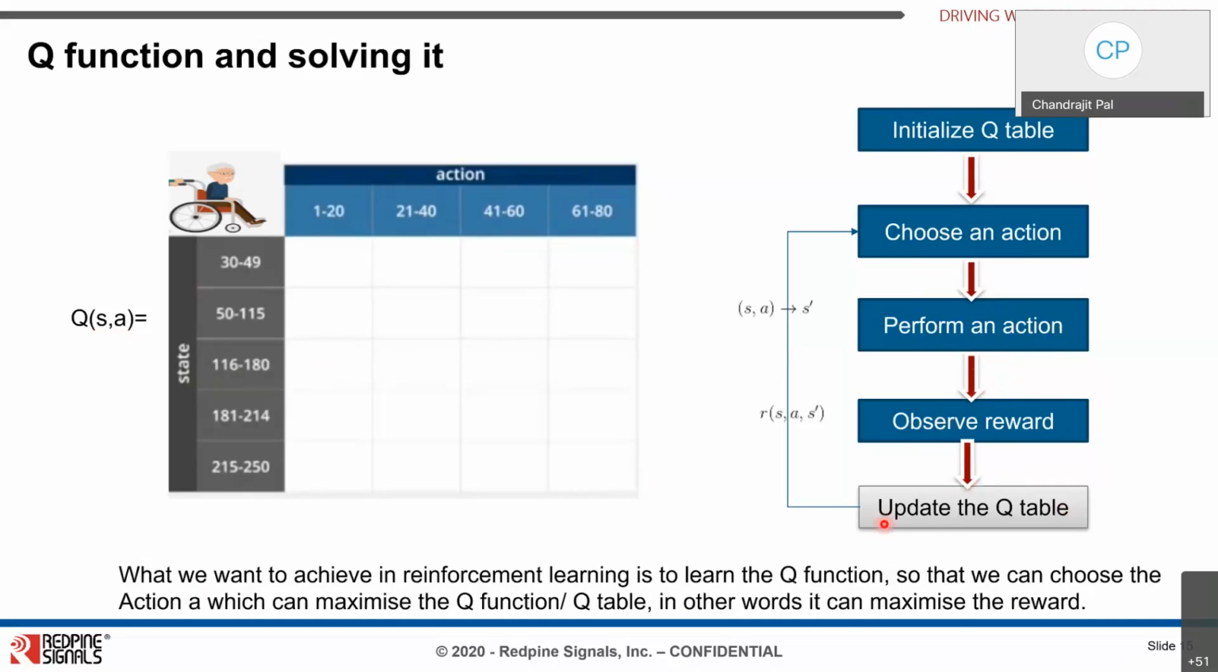Okay, so in this way, after updating the Q table, again the doctor will take an action, perform that action, there will be a state change, and that will be manifested by a reward. That will update the Q table, and again the doctor will take an action. In this way, the process, the engine will continue.